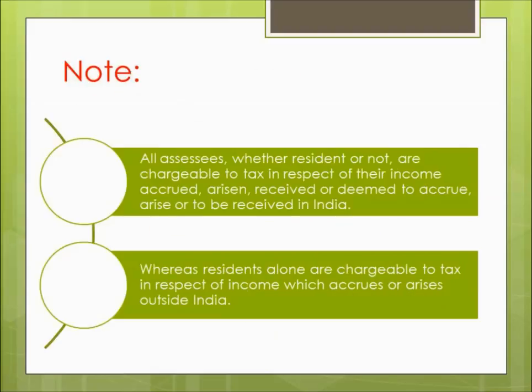Now, after going through the scope of total income of all the three types of assessees, that is, resident and ordinarily resident, resident but not ordinarily resident, and non-resident, we can make note of these 2 points. Number 1 is that all assessees, whether resident or not, are chargeable to tax in respect of their income accrued, arisen, received, or deemed to accrue, arise, or to be received in India.